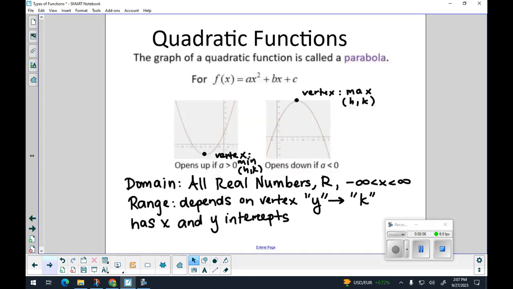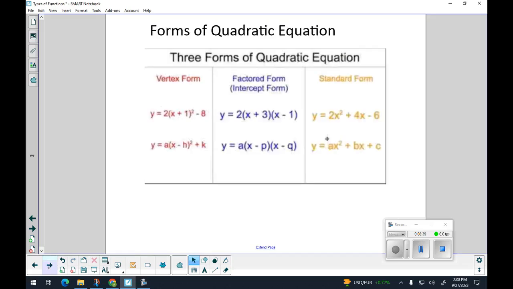Let's go to quadratic functions. So the graph of quadratic function, again, like I said earlier, is called a parabola, okay? And in standard form, you're going to use ax squared plus bx plus c. You should be familiar from factoring using that. And so we have a frowny. Okay, so again, the vertex is notated by (h, k). And so with the domain, it's all real numbers, and the range depends on the vertex, okay, which is your k in the vertex, and it has x and y intercepts, okay, x and y intercepts for the quadratic function. So go ahead and write that down.